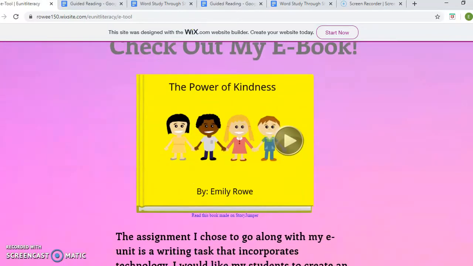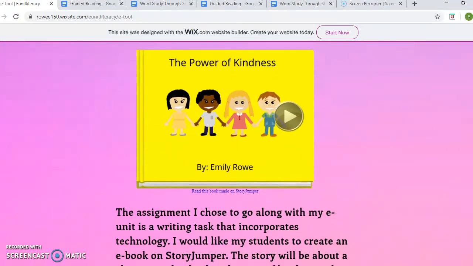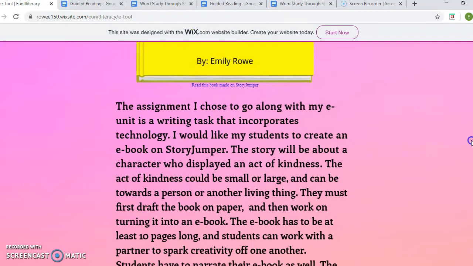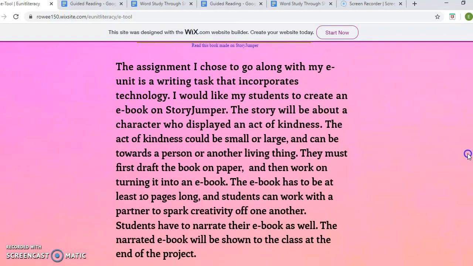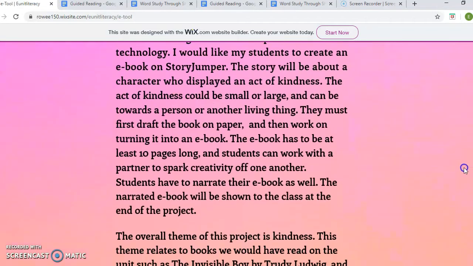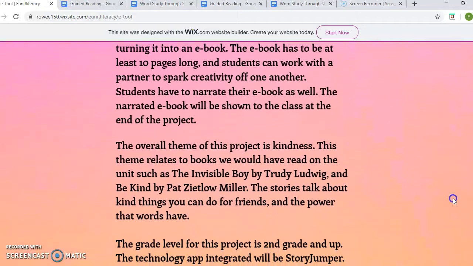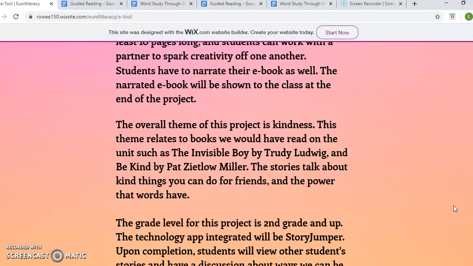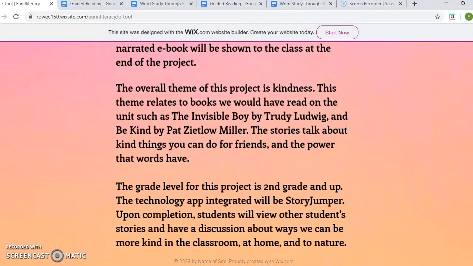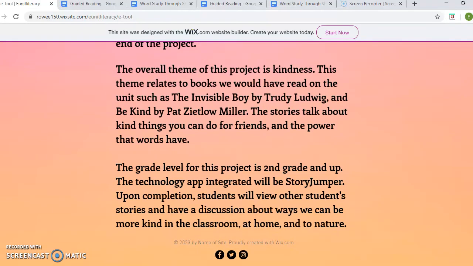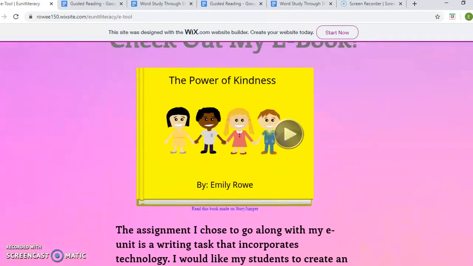So the e-tool that I chose to use is Story Jumper. This tool incorporates technology and writing. The assignment that I chose is for students to create an ebook. The story will be about a character who displayed an act of kindness. The first draft should be on paper and later made into an ebook. At the end, the class will share their ebooks with each other. I wrote an ebook as an example for students, so I will show that now.